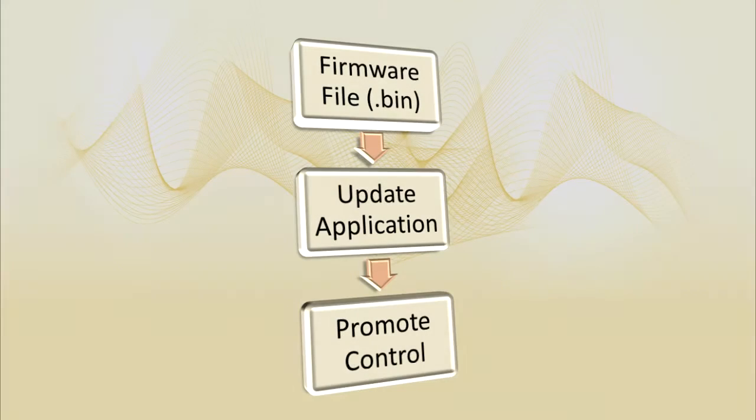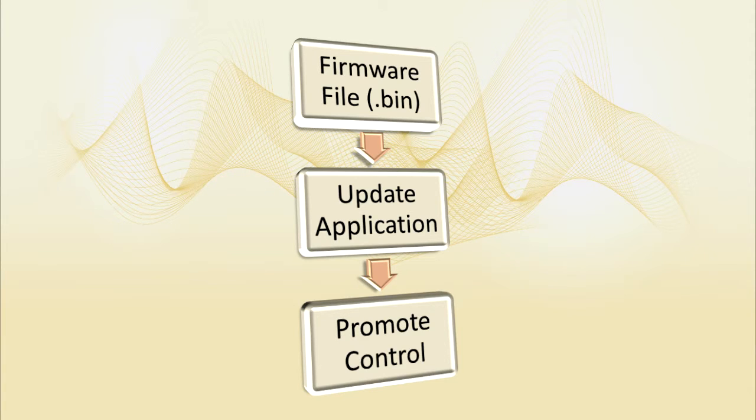Today we will learn how to update your remote control firmware. To update your remote control firmware, you need two parts. First part is the firmware file itself. This is the actual program that your remote control uses to perform its tasks. The firmware file has a bin extension.